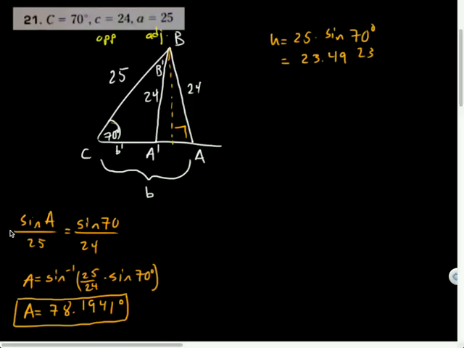I would have multiplied both sides by 25 here, and then to get A by itself, I would have had to get rid of the sine. Yeah, I skipped a bunch of steps, just because we've got so much. You can just skip that step, right?